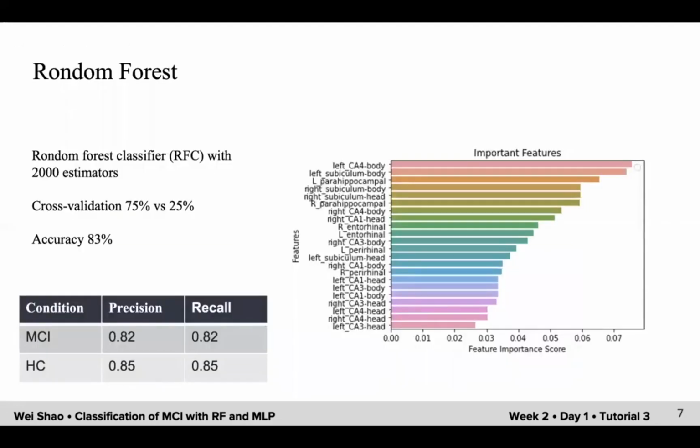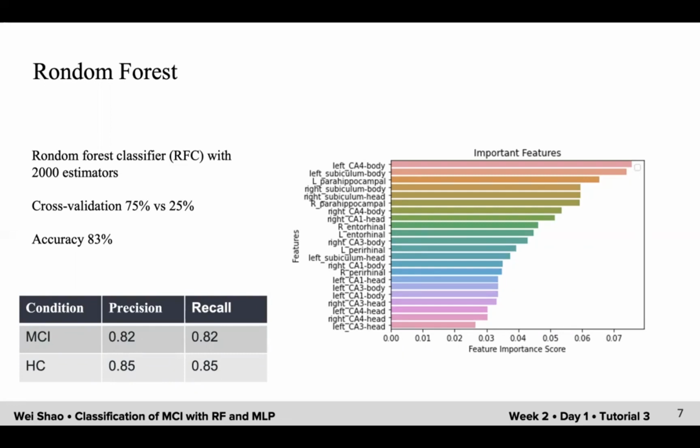So next, I use a Random Forest. What is Random Forest? It is a classification algorithm that combines multiple decision trees with different weights and features of the data, and then makes an overall prediction that is more accurate than any one of the individual trees. I used a Random Forest classifier with 2,000 decision trees, and cross validation with 75% of data for training and 25% for testing. Overall, this model achieved 83% accuracy.